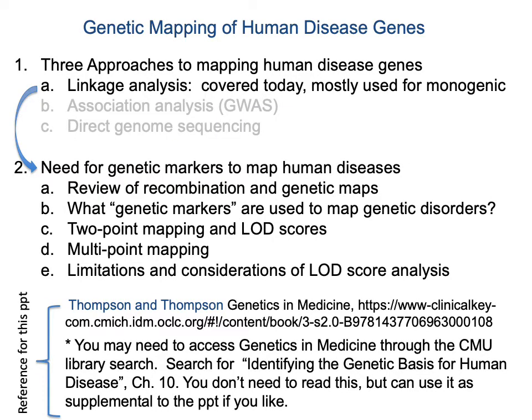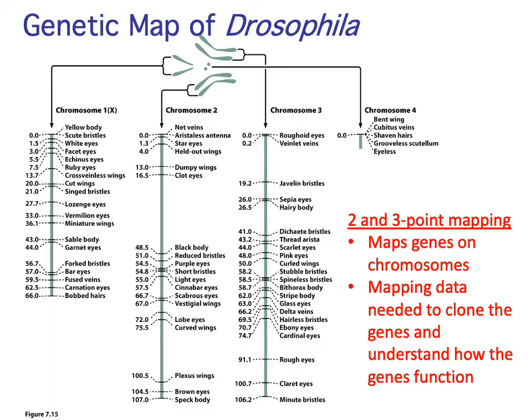Okay, so we're going to move on to the second point here and talk about 5 different aspects about genetic markers that are used to map disease genes. And the first thing we're going to do is just review recombination and what is a genetic map.